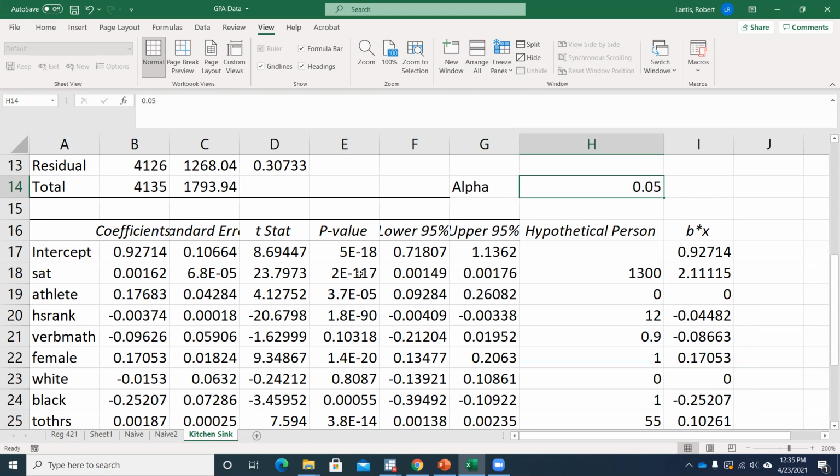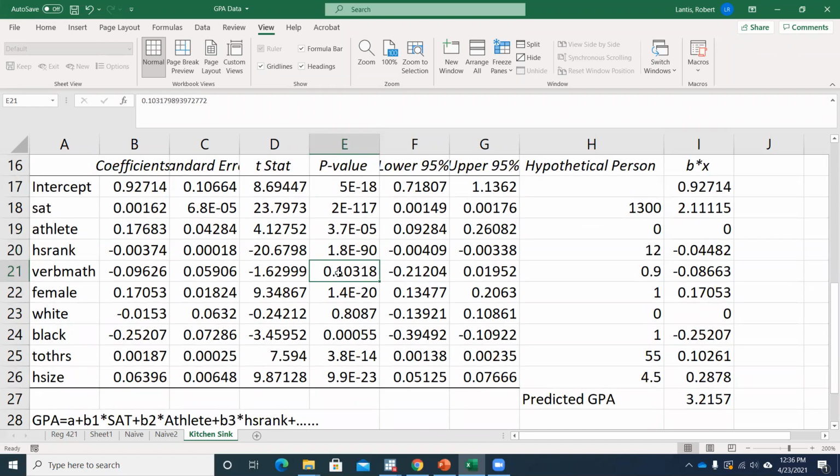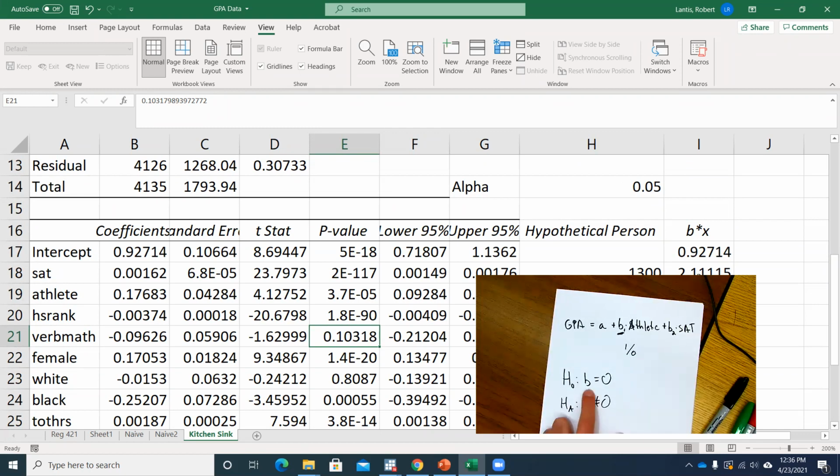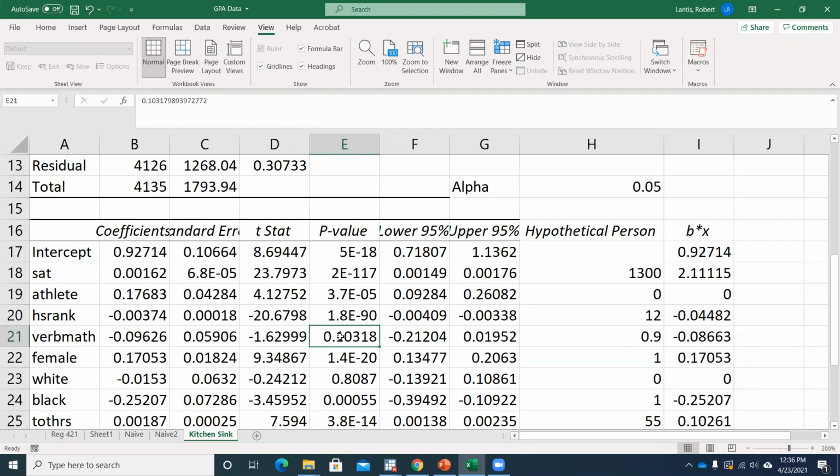So SAT score, we're rejecting the null. So there is a significant relationship between SAT scores and GPA. Student athlete is significant, high school rank. This verbal math score, well, 0.1 is not less than 0.05, so we cannot reject the null. If we fail to reject the null, it could be that the relationship between this verbal math score and GPA is actually 0. So we would say that we failed to reject, or that we don't find a significant relationship between this verbal math score.